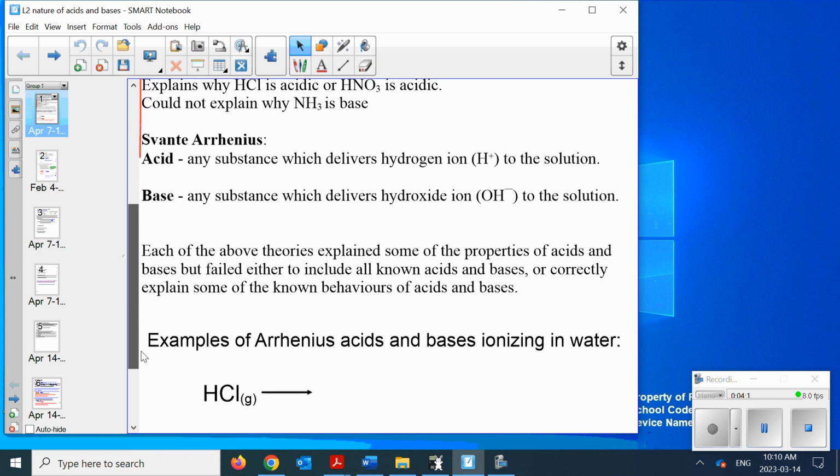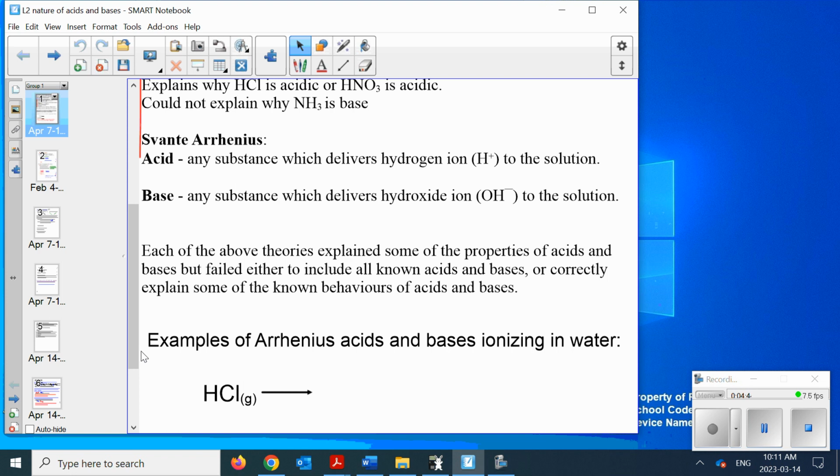Gases. Svante Arrhenius. Now, the Arrhenius definition is actually a really good definition of this. It doesn't explain everything, but we'll talk about it. Anyways. Acid: any substance that delivers hydrogen to the solution. So HCl would. Base: any substance that delivers a hydroxide, OH negative, to the solution. So we're going to see a lot of hydroxides. As soon as you see a hydroxide, that's a base.